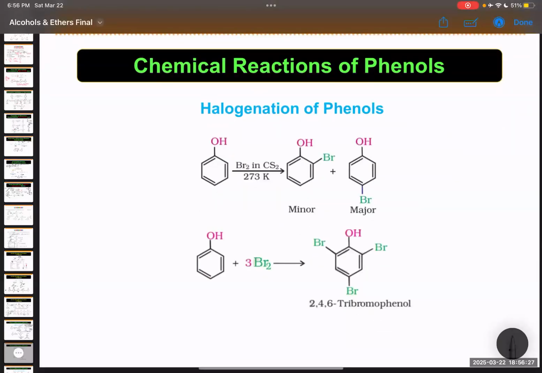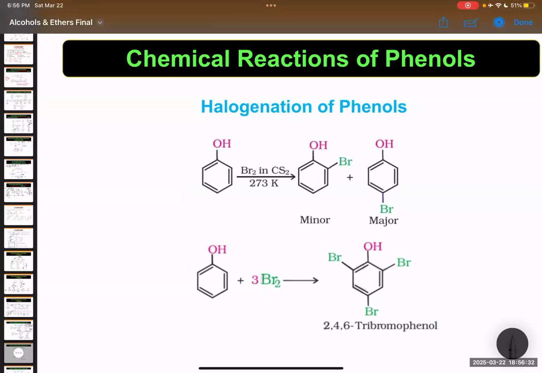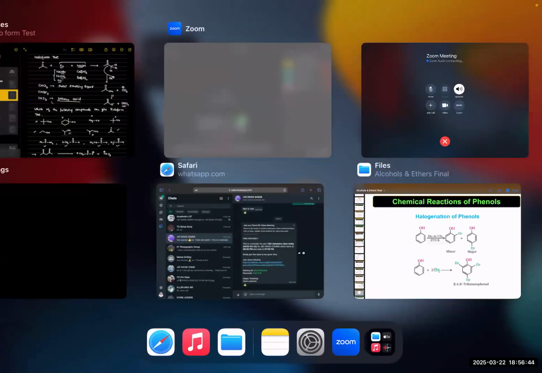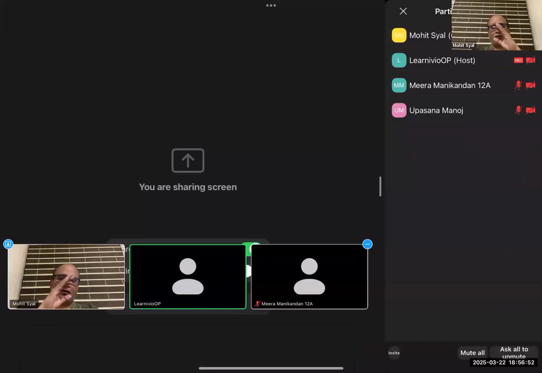Let's talk about some other type of reaction. This is halogenation of phenol. Halogenation means you are putting in bromine or chlorine. Mostly it is chlorine and bromine. You don't react it with F because fluorine is very less reactive. So you don't react it with F. You react with Cl or Br. Iodine also you don't react, because iodine is reversible.